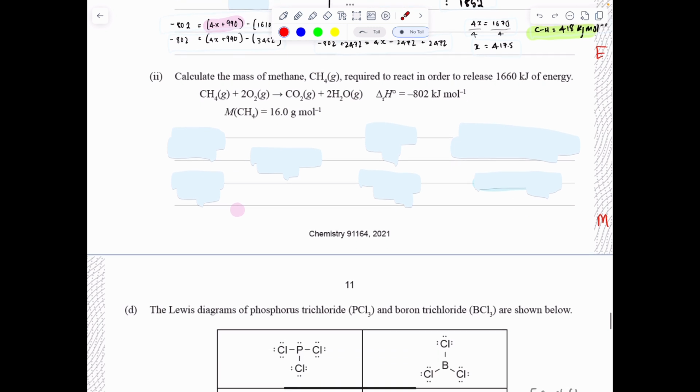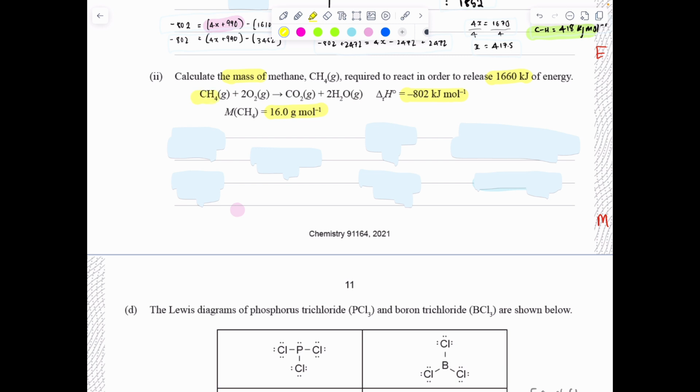Alright, next question. Calculate the mass of methane required to react in order to release this much energy. Okay, so this is going to be pretty easy to calculate. You just have to figure out some simple steps. So, what to do in this instance? We've been given some information here. Okay, we've got this, and we want to figure out the mass. And then we've got energy, we've got molar mass, and we're dealing with CH4.